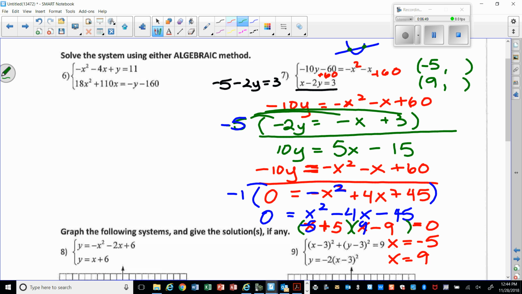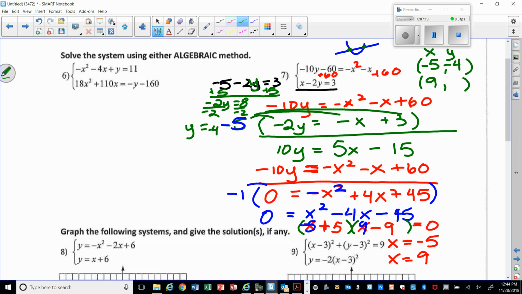And then now I'm solving for y. That's what I'm curious about. So I want that by itself, so I'm going to add 5 to both sides. And so that gives me negative 2y equals 8. Divide both sides by negative 2. And so y equals negative 4. So when x is negative 5, y is negative 4.